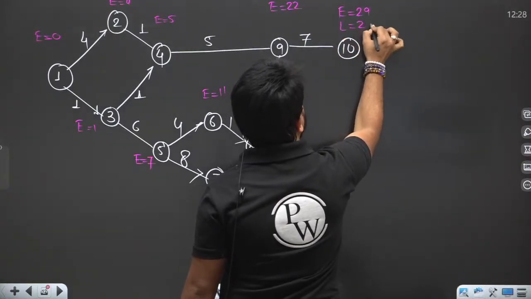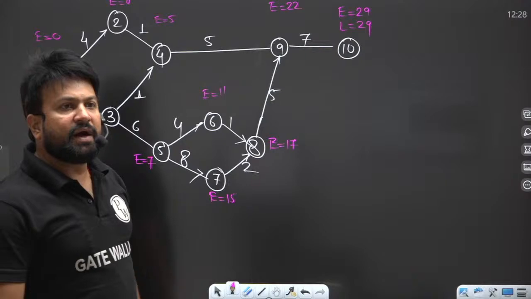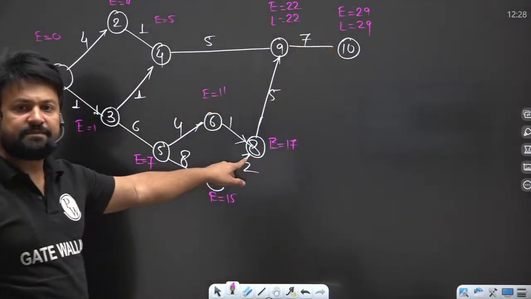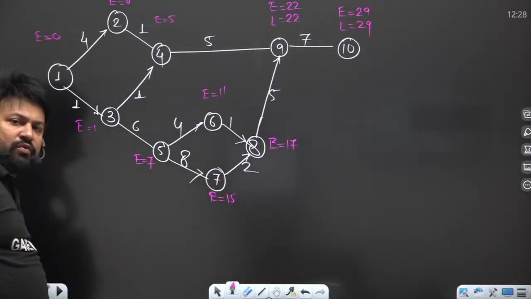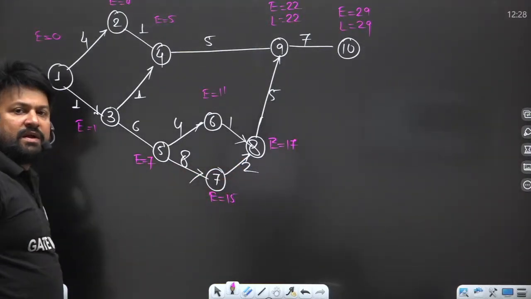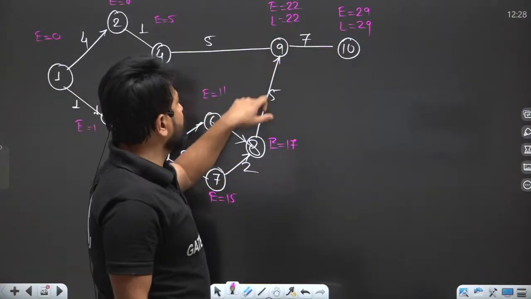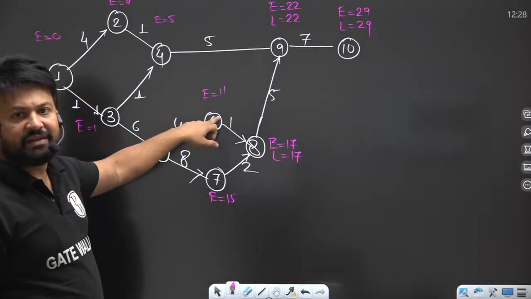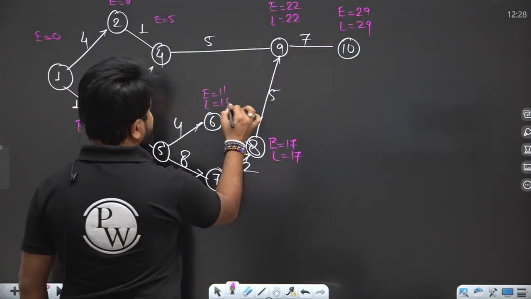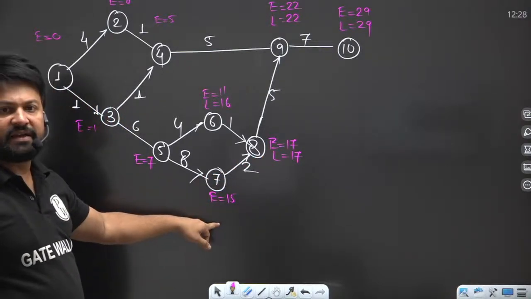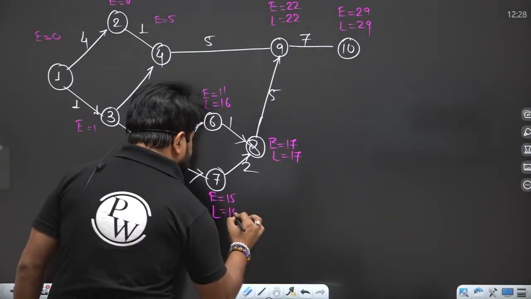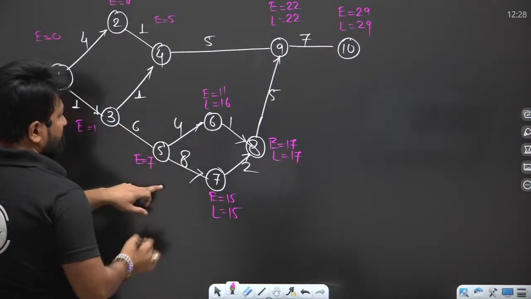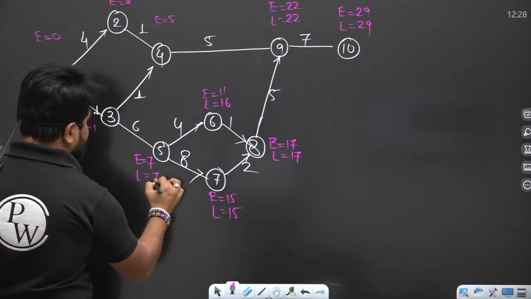So L will become 29. You have to take the minimum one. Now 29 minus 7, L will become 22. Now when you come back, you have to calculate again the value of L, my dear. So here only one path, 22 minus 5, L is 17. Now 17 minus 1 is 16. Here 17 minus 2, L is 15. Now 15 minus 8 and 16 minus 4. So 15 minus 8 comes, minimum, that is 7.